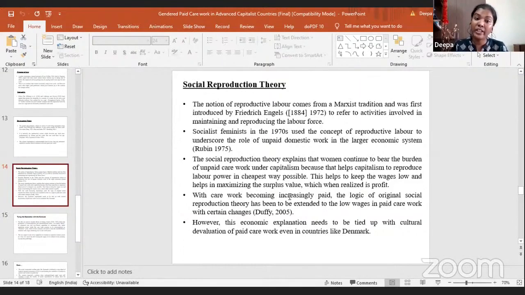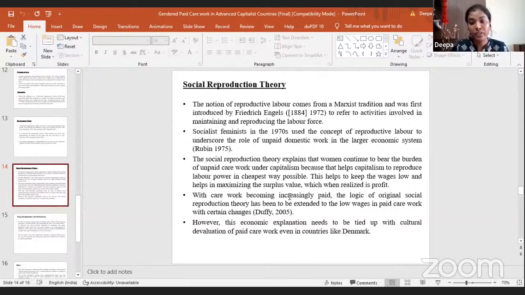So the notion of reproductive labor basically comes from the Marxist tradition and was first introduced by Engels to refer to activities involved in maintaining and reproducing the labor force. Social feminists later, in the 1970s, used this concept of reproductive labor to underscore the role of unpaid domestic work in the larger economic system. So the social reproduction theory explains that women continue to bear the burden of unpaid care work under capitalism because that helps capitalism to reproduce labor power in the cheapest way possible.